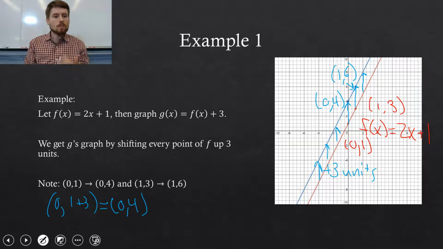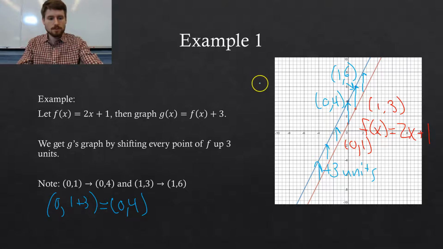Okay? And that would work no matter what f is. This is just a particular example for f. If f was a square root function, this g function would still take all its values and shift it up 3. If f was a quadratic, it would still take its y values and move them up by 3. Okay? All right, so got another example.